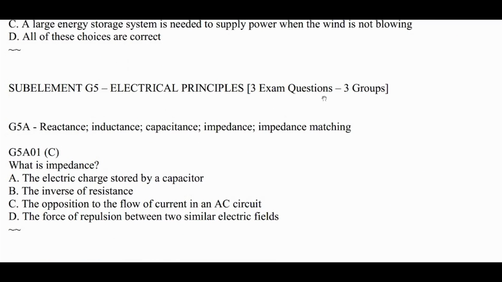Okay, G5A01. What is impedance? And the answer is C. It's the opposition to the flow of current in an AC circuit. So it is sort of like resistance, but it can be complex. So it's the opposition or resistance to flow of current in an AC circuit.